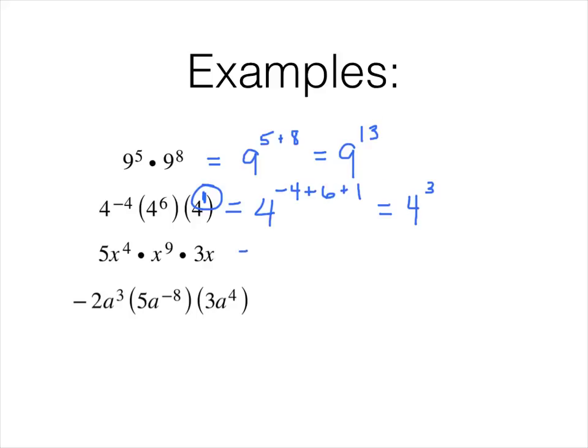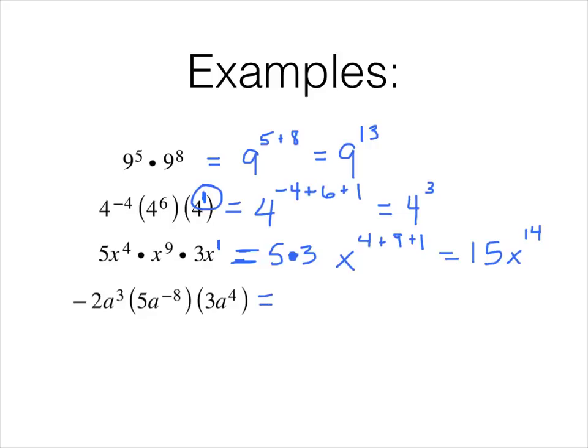Next one. This time I have coefficients to multiply first. So 5 times 3 is going to be my new coefficient, or 15. That's a dot, not a subtraction sign. And then I have x to the 4th times x to the 9th, and again, see the invisible 1 right there, first. So this will come out to be 15x to the 14th.